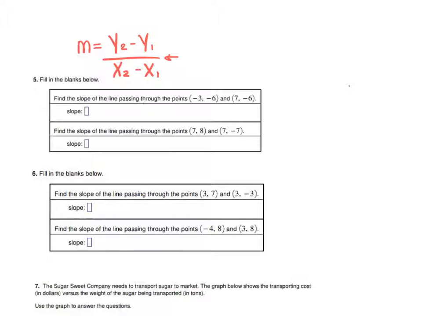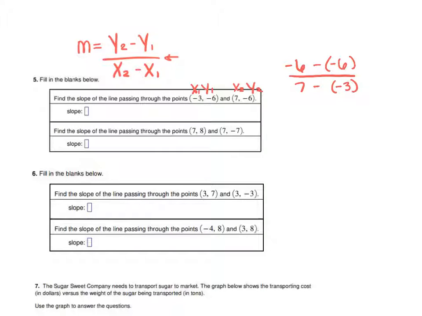And if you're struggling with how to set it up, you can go ahead and label them. But really, what slope is, we are comparing the change in the y, or our rise, over the change in our run. So I'm going to take -6 minus -6 over 7 minus -3.